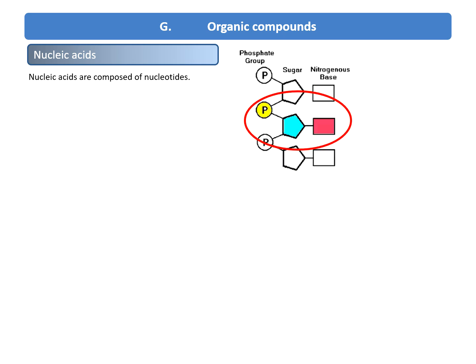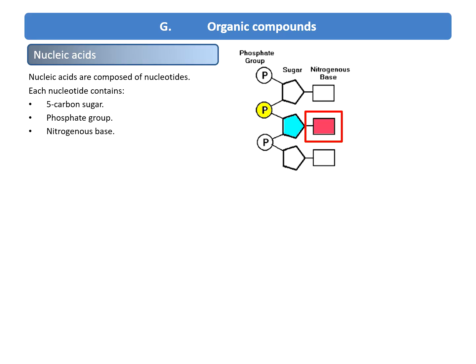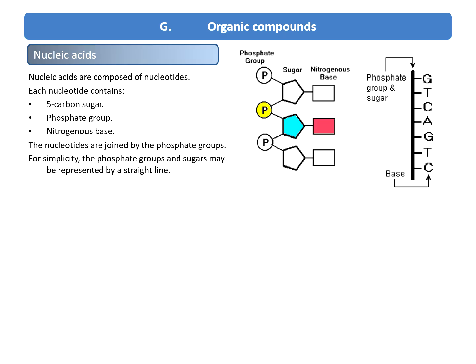Nucleic acids are composed of nucleotides. Each nucleotide contains a 5-carbon sugar, a phosphate group, and a nitrogenous base, a compound containing nitrogen that has basic characteristics. The nucleotides are joined by the phosphate groups. For simplicity, the phosphate groups and the sugars may be represented by a straight line.